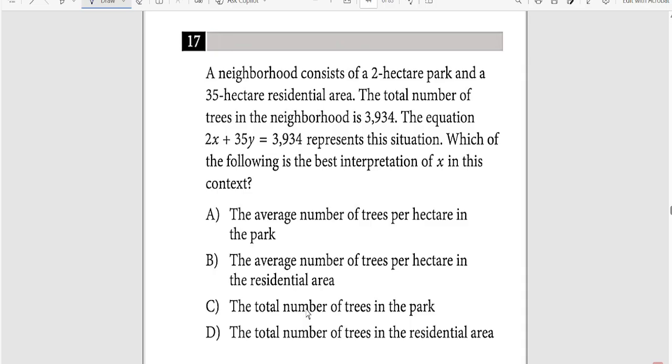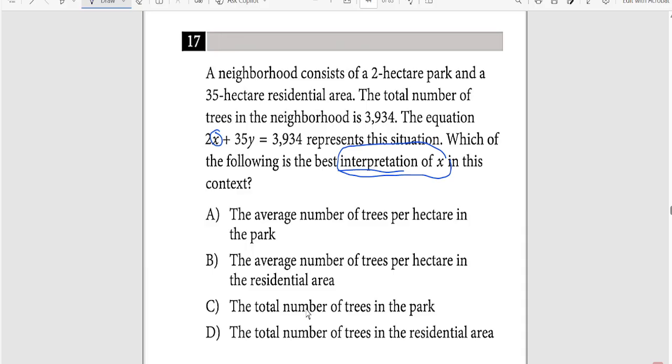So we have the next question, which says a neighborhood consists of 2 hectare parks and 35-hectare residential area. The total number of trees in the neighborhood is 3934. An equation is given which is representing this situation. Which of the following is the best interpretation of x in this context? So we have to basically do the interpretation of x. This x.